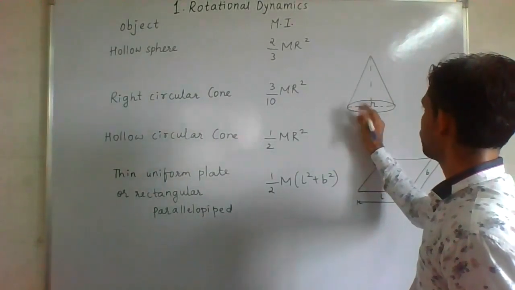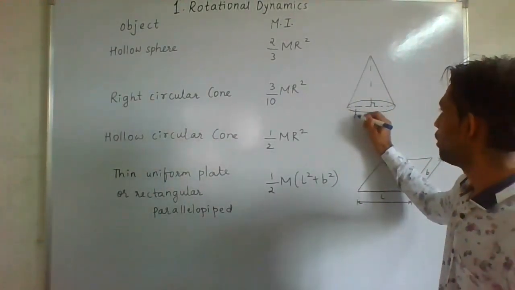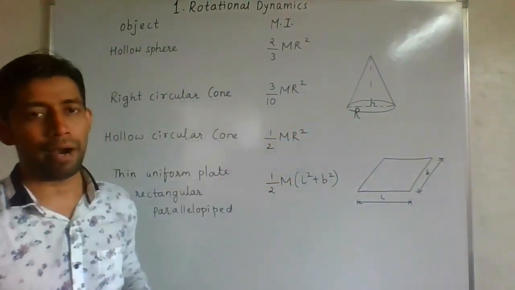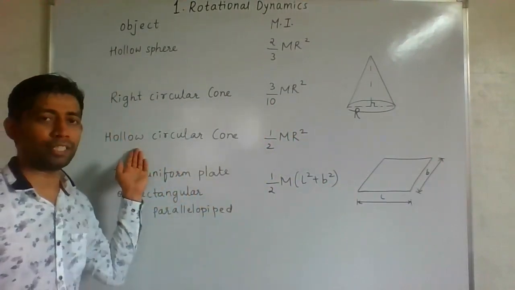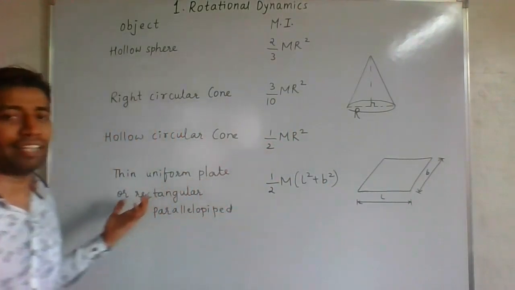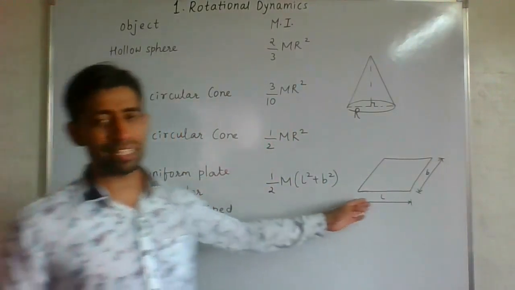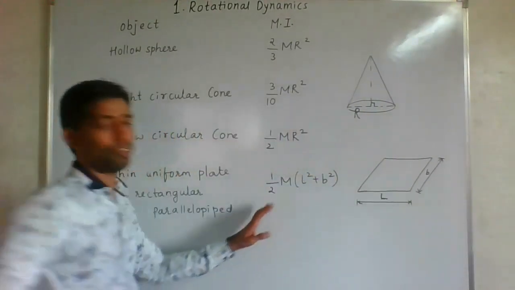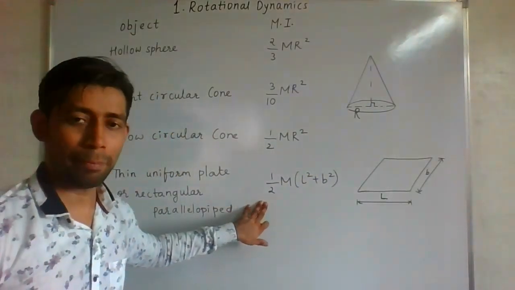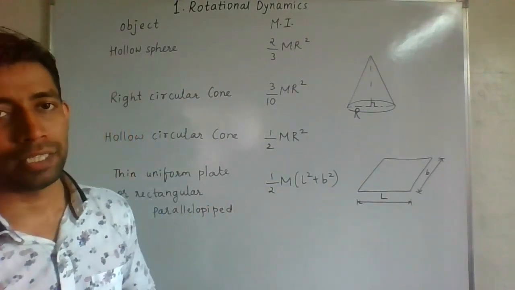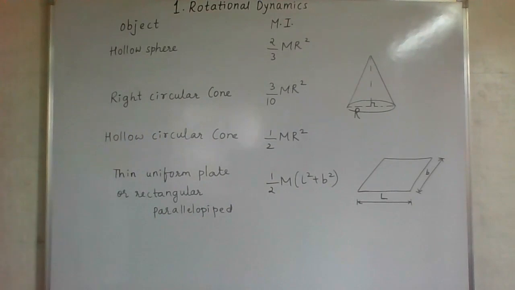This distance from this end part to the center will be your radius. So the moment of inertia formula for it is 3/10 mr square. Then if it is a hollow right circular cone, it will become half mr square. This matches with the disk, okay? Then if we have a thin uniform plate, a very thin plate with length L and breadth B, in that case the moment of inertia formula will be half capital M, mass of the plate, times L square plus B square. So this way we complete the topic of moment of inertia of all the objects. Thank you.